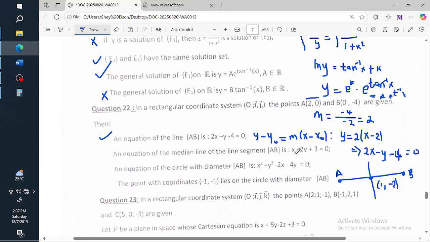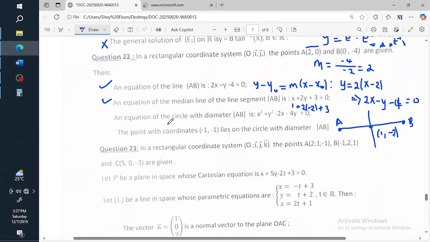Okay, so let's replace x with 1. What is 1 plus 2? What is y there? Negative 2. Then plus 3. If the answer is 0, then definitely the option is true. 1 minus 4 is negative 3, plus 3 is 0. So this option is correct.